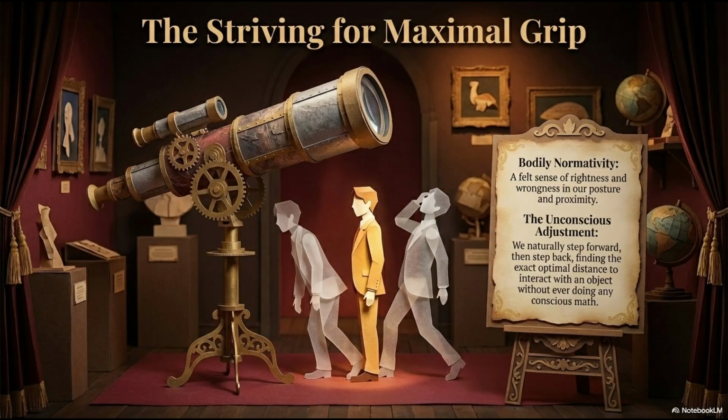And last week, we built on that by looking at the body's constant, unreflective striving for a maximal grip on its environment. It's like when you look at a painting in a museum. You naturally step forward, then step a little bit back. Right. You find the exact optimal distance to view the art without ever doing any conscious math. That striving establishes a basic bodily normativity, a felt sense of rightness and wrongness in our posture.